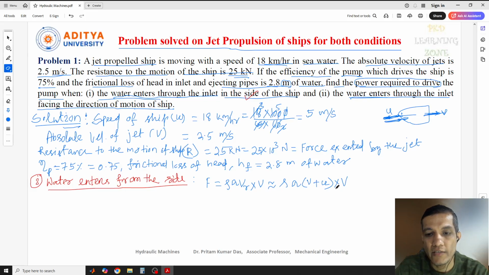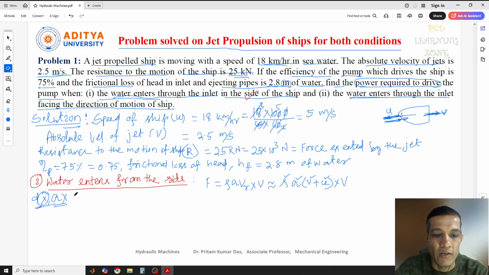Now you can see how many terminologies there are in this formula. One is the density of water, which we know is 1000. The area of the jet is not given, because the diameter is not given, so the area cannot be calculated. The speed of the ship is already given, so we can find that from here. If I write this term in terms of mass of water, then I could calculate differently. Why I said this initially: because in the question the diameter is not given, so the area cannot be calculated.